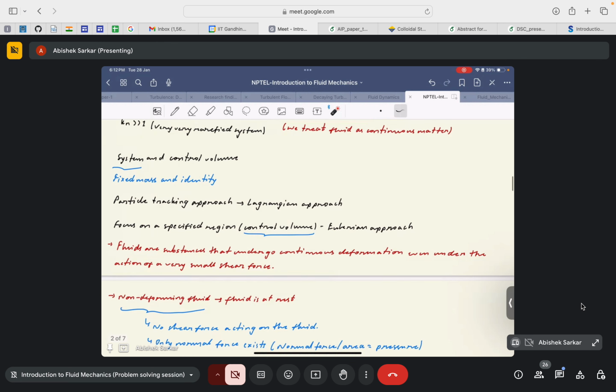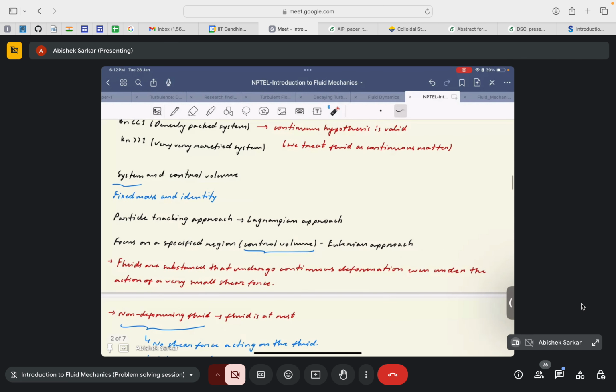As you might have discussed, this particular region that we follow is the control volume. When we discuss the Lagrangian approach, we are discussing a control system where we consider a particular fixed mass and identity of the system. A fixed mass or identity means that, for example, if we consider a fluid mechanics system like water inside a container, and say we are applying some force to swirl this.